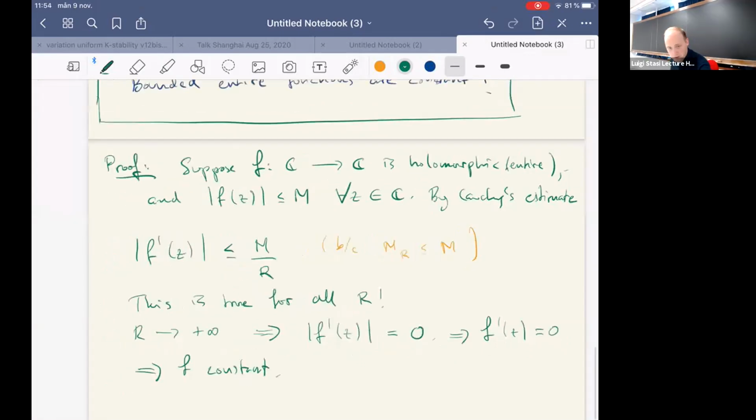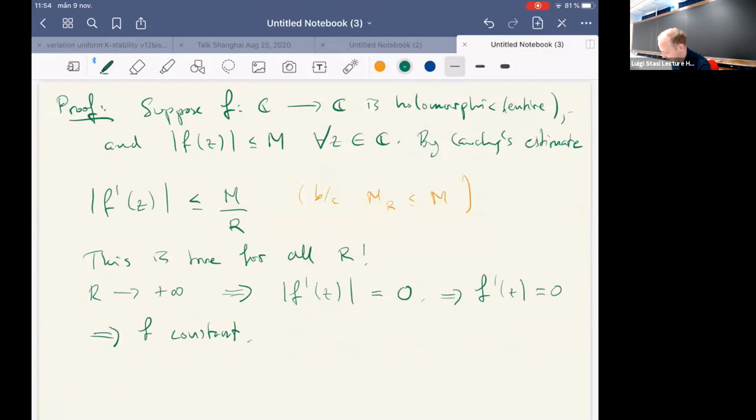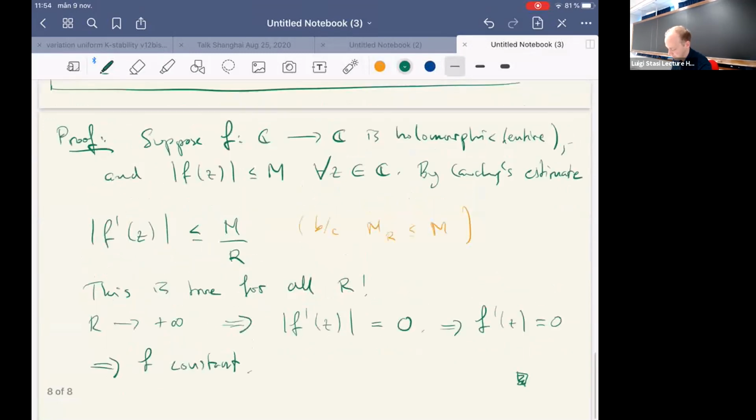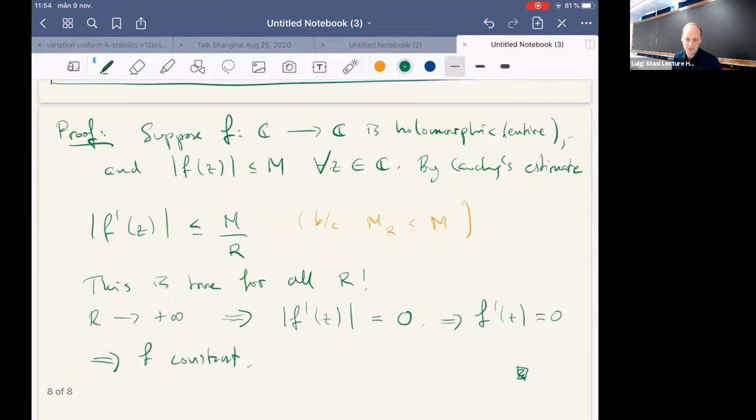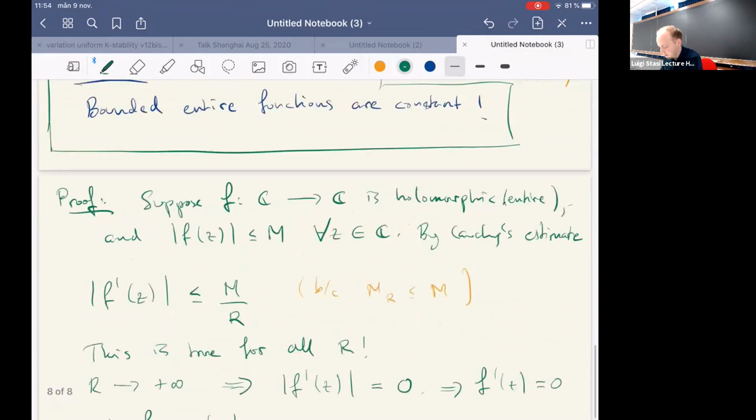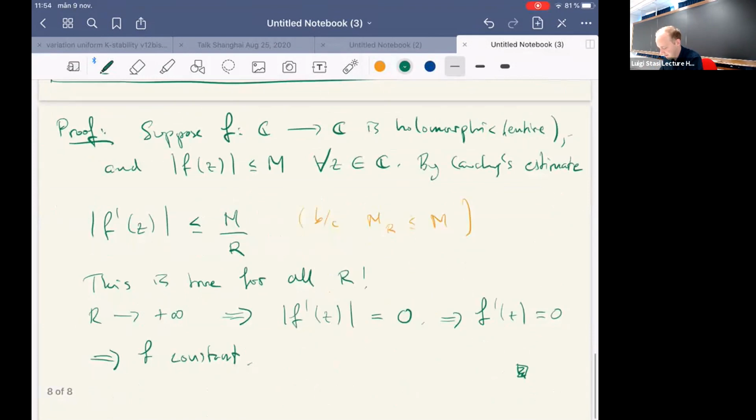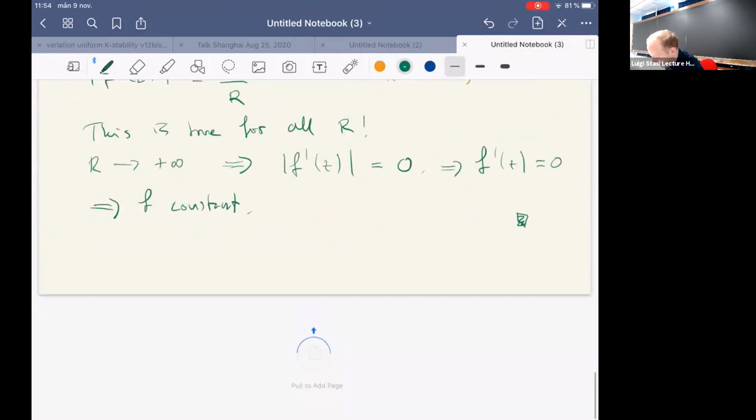Okay, so this means that f is constant, and so this ends the proof. It's not harder than this, right? Once we established Cauchy's integral formula with these derivatives, we got Cauchy's estimate very easily in a few lines. And then in another few lines, we got this proof of Liouville's theorem, which says that bounded entire functions are constant.